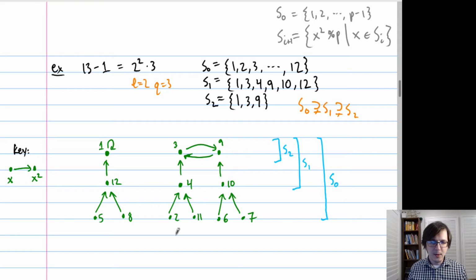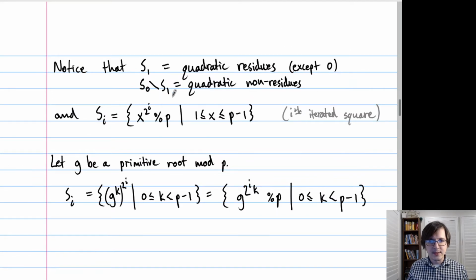What's also going to be important is finding some non-residue down here that will help us push a number up to a particular level and reverse it. We're not going to go into that intuition, but just to summarize a couple of those ideas: S1 is the quadratic residues except for 0, and that's exactly what they are. And S0 minus S1, everything that's in S0 that's not in S1, those are the quadratic non-residues.